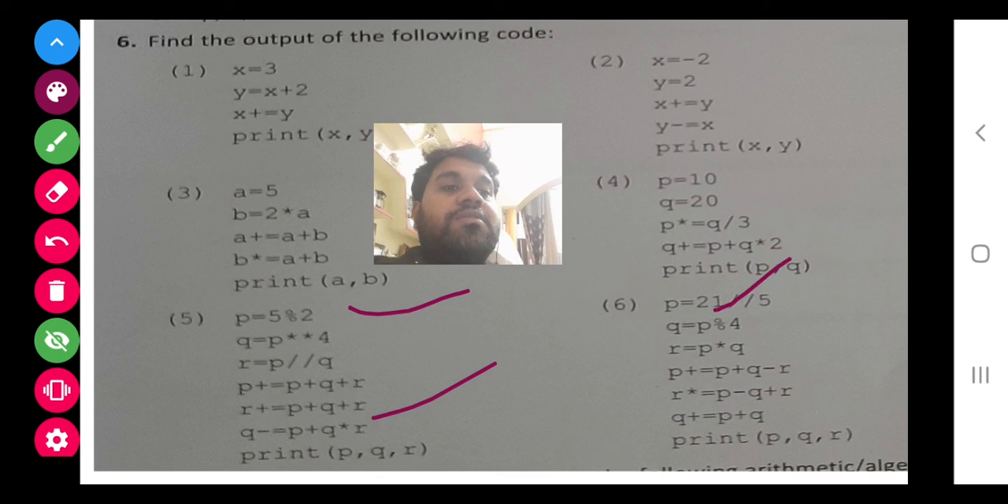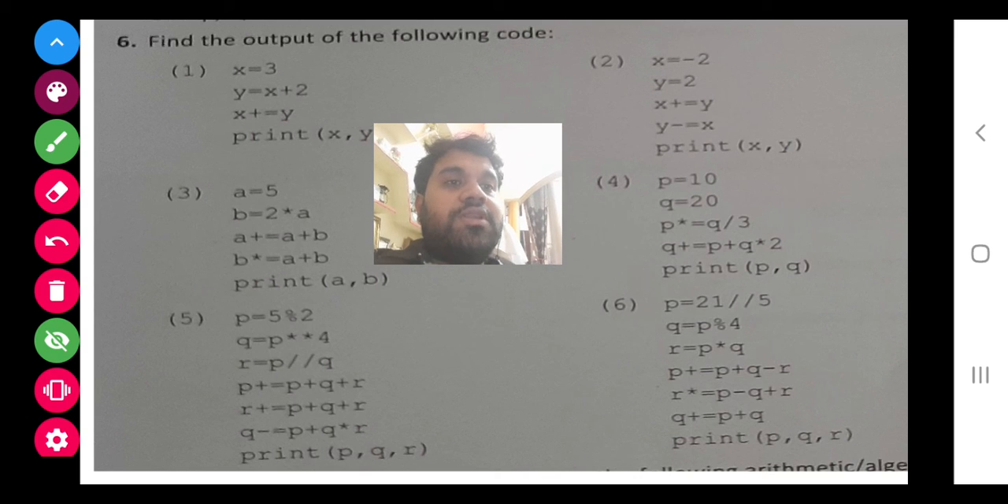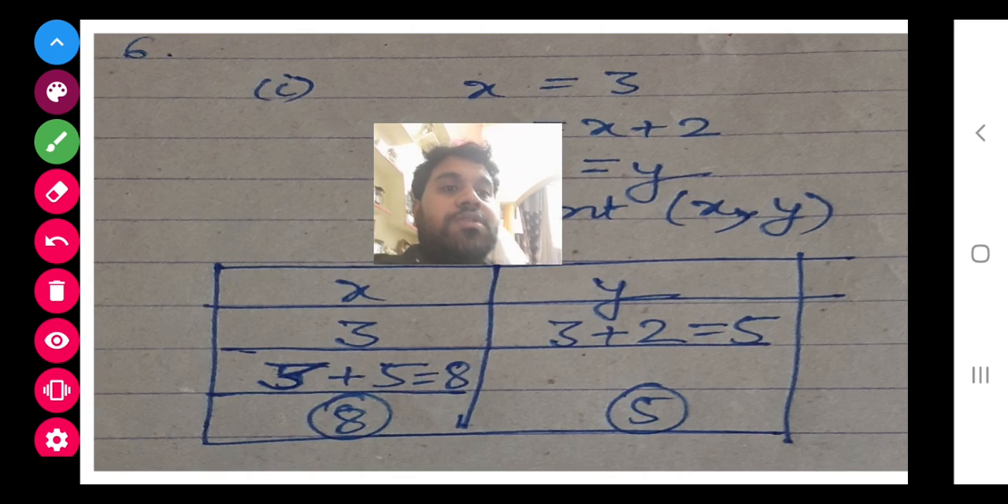So class, these previous questions that I have given you before the holidays, do them again and make proper notes of them. I mean to say that those who have not done them can make a fair note, and those who have already done them, just go and revise this. That's all class.